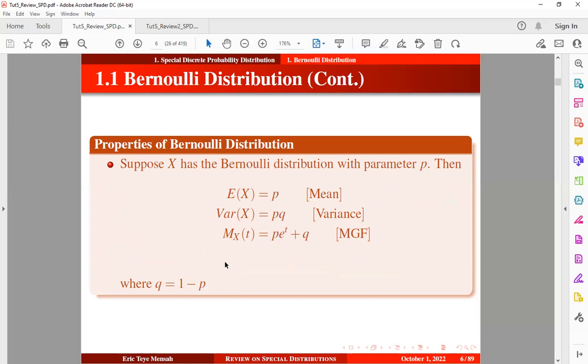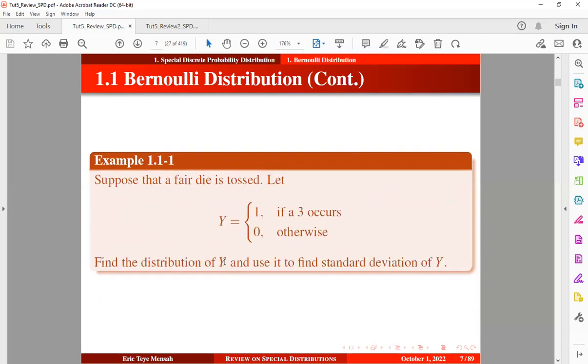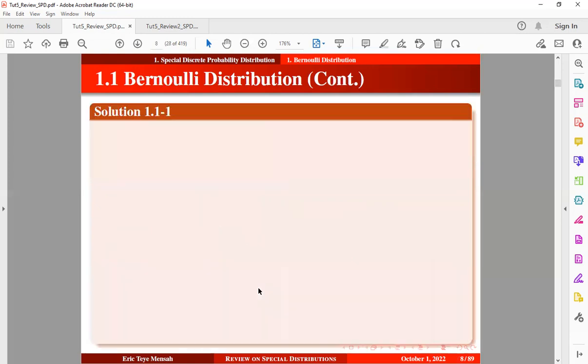Right, so now let's take a look at some example. Suppose that a fair die is tossed. Let y be a binary such that if 3 occurs, we record it as 1, and if any other number occurs, we record it as 0, okay? So we want to find the distribution of y and use it to find the standard deviation of the random variable y, okay? So let's take a look at this solution.